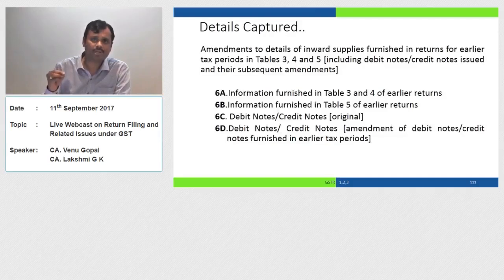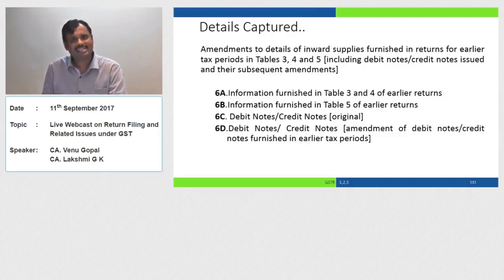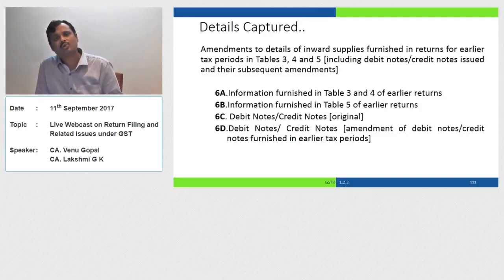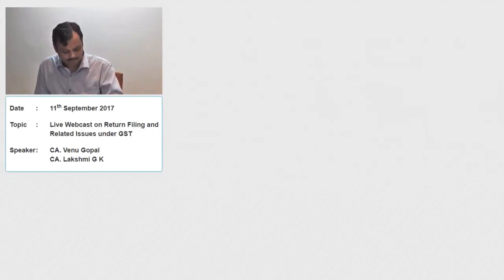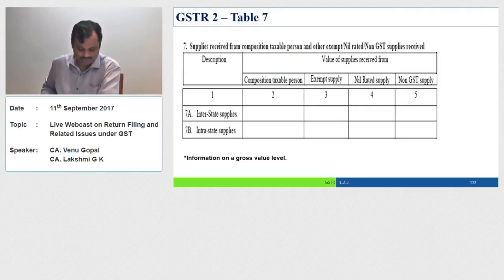6C, you are reporting your debit notes and credit notes. 6D, you are making corrections to whatever earlier reported credit notes and debit notes. Now mind you, this is only an amendment, meaning you have filed something wrongly, you are correcting what has been filed wrongly. Moving on to slide 112, table 7.